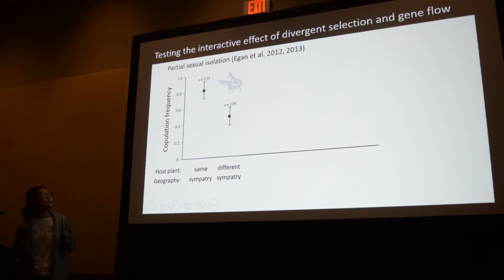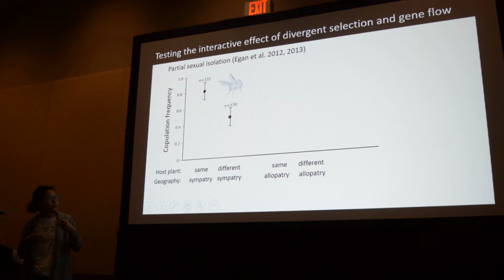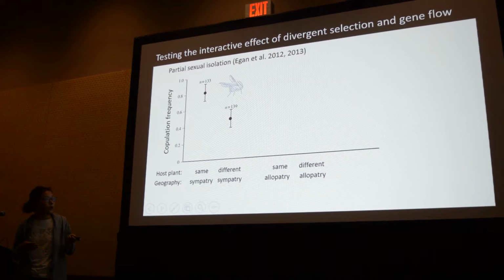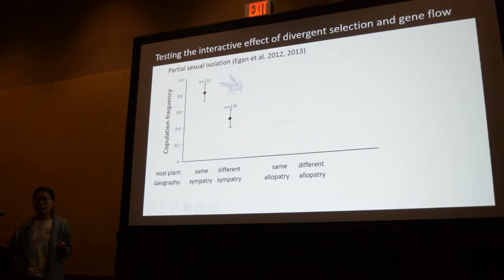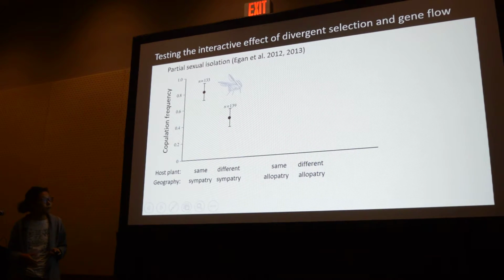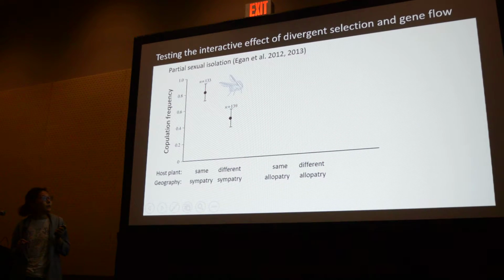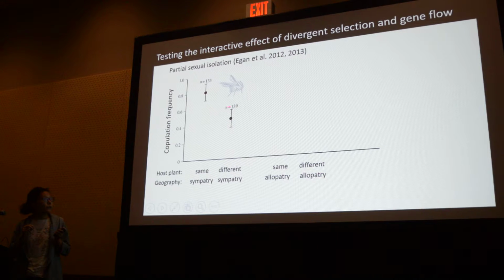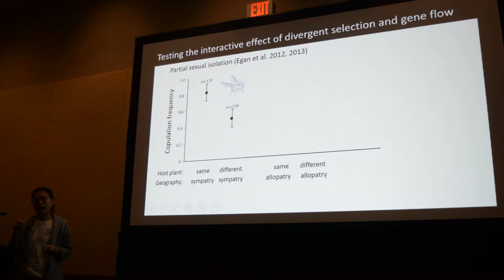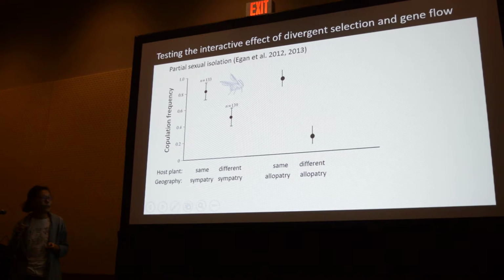So I want to test the interactive effect of divergent selection and gene flow by extending this comparison to allopatric areas with less gene flow. Note that the degree of the difference between the same host plant and different host plant indicates the degree of sexual selection.